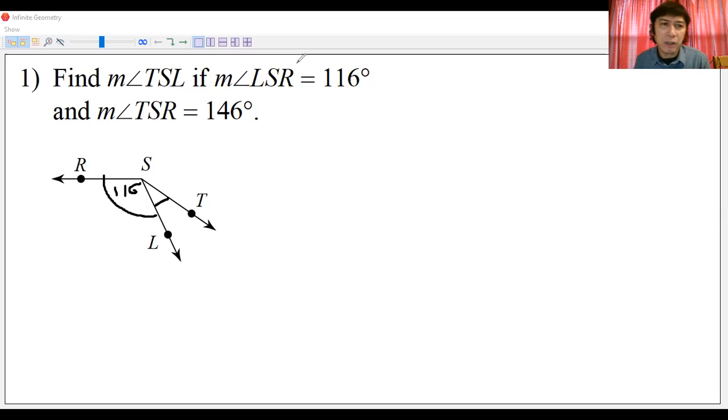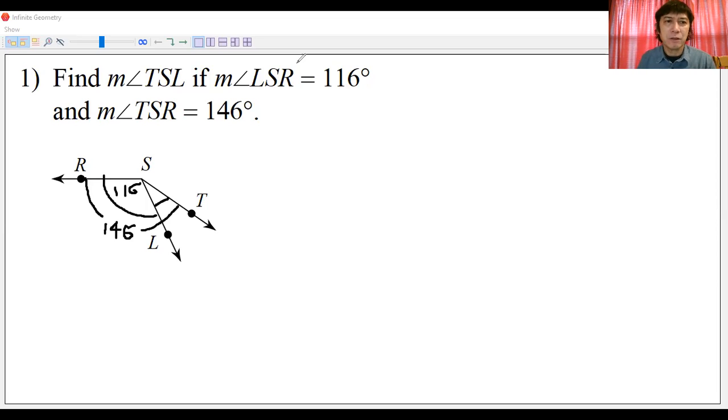Now, the other angle given is the angle TSR. TSR, that's 146. And that is actually the total, okay? This is from here, which is 146, there.